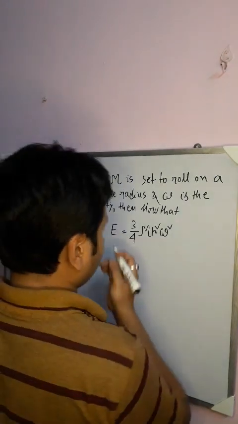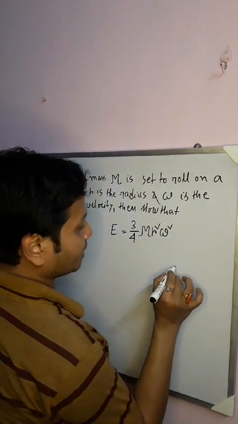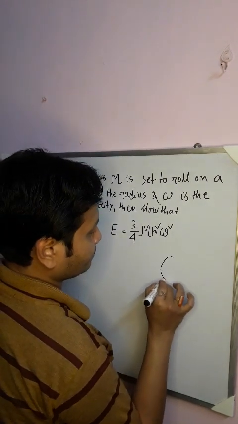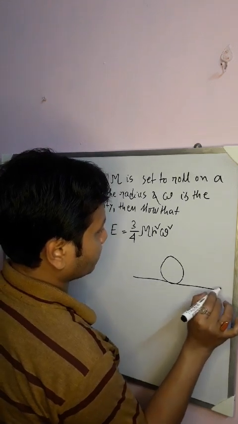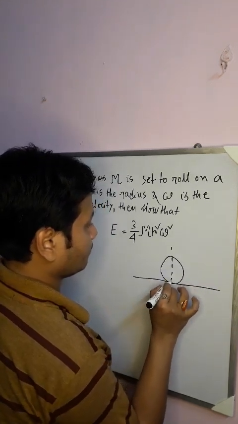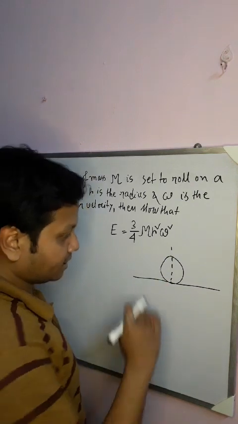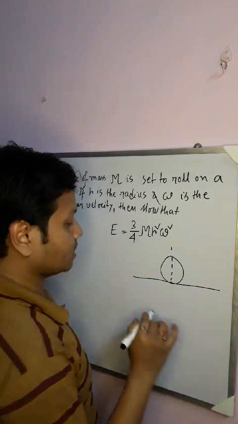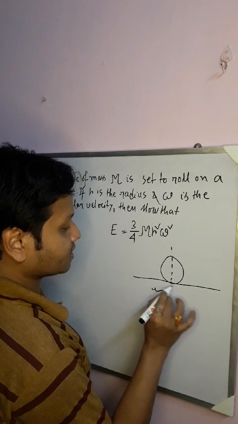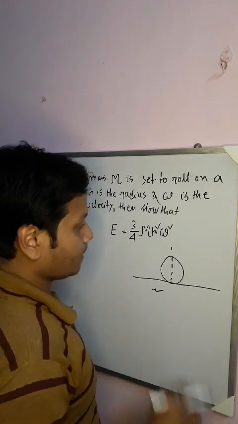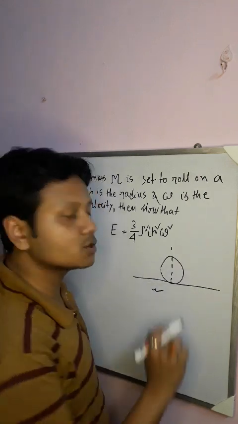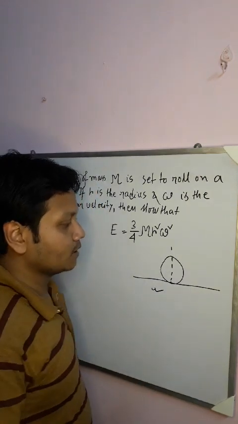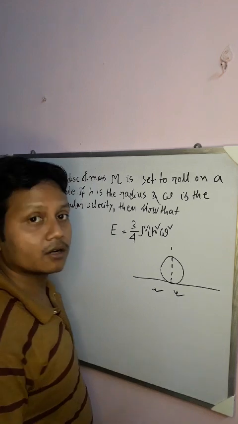Okay, so just draw the diagram. That is, this is the disk that is set to roll on a table. Now since the disk rolls down, there is a translational motion obviously, and besides this translational motion the disk is rotating about its own axis. So there will be a rotational motion also.